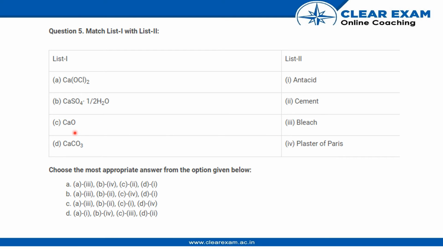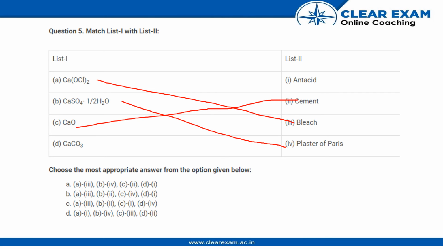Now moving on to CaO. So Ca(OCl)2 goes with bleach, CaSO4·½H2O goes with POP. Now this CaO is also cement, so it will go with 2, and CaCO3 is the antacid formula. So the only option that matches with all of these is option A. Therefore option A is the correct option.